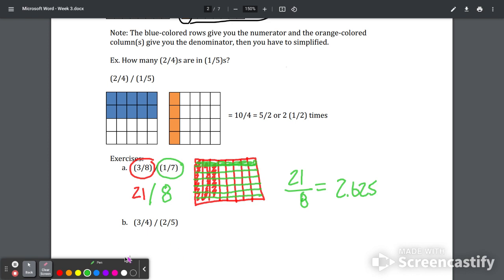All right, last one, we've got 3/4. So I'm going to hit pause. You guys pause and then try it out and then come back and check your answer.